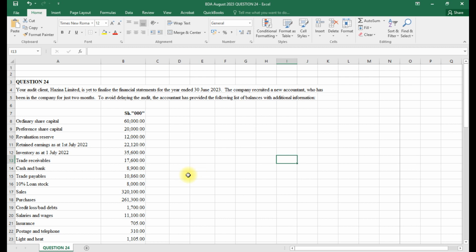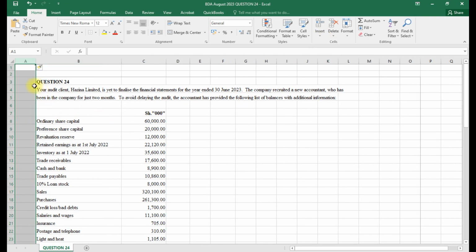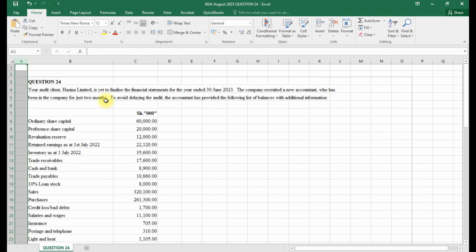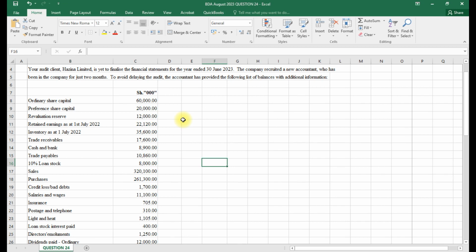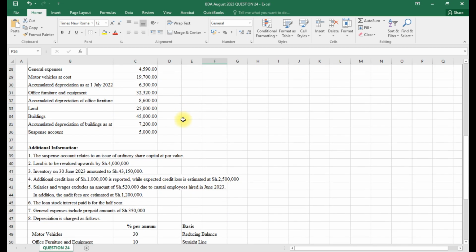We first insert here a small column, and it reads: the audit client Hazina Limited is yet to finalize the financial statement for the year ended 30th June 2023. The company recruited a new accountant who has been in the company for just 2 months. To avoid delaying the audit, the accountant has provided the following list of balances with additional information. So we are being given these balances, and additional information.